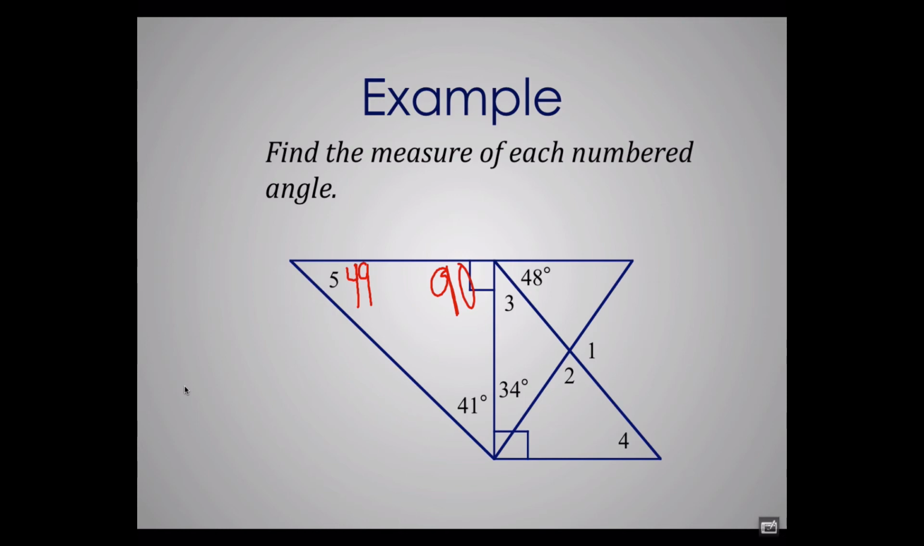All right. So angle 3, since that's 90, this has to be 90. So 90 minus 48 is 42. So angle 3 is 42. I got that. That was really good.